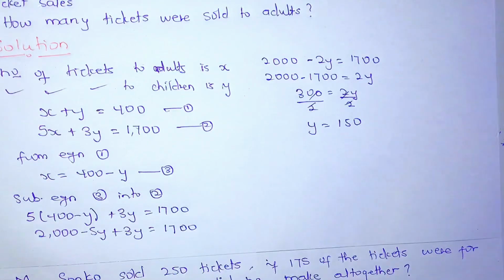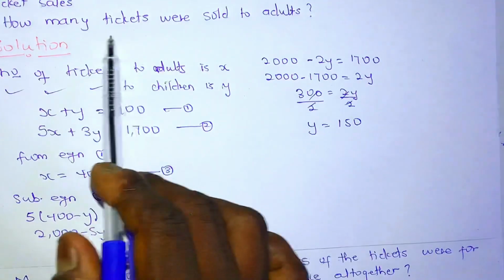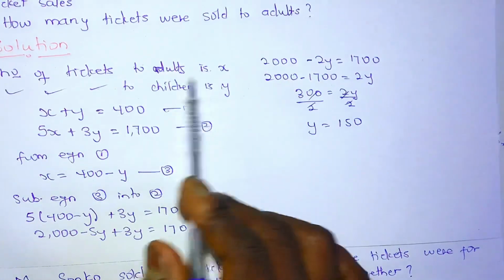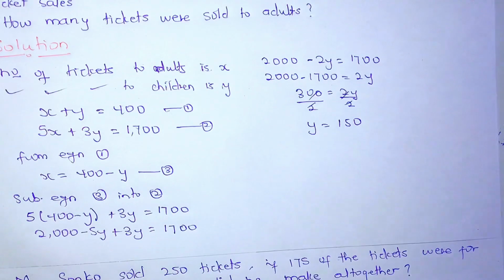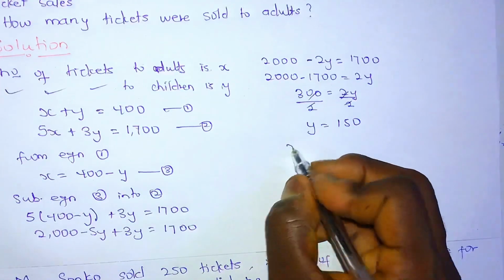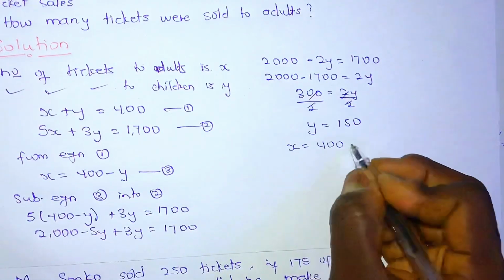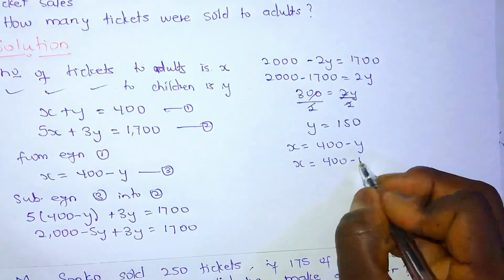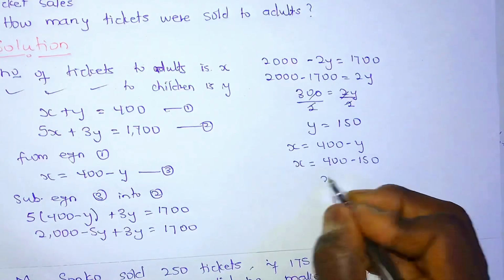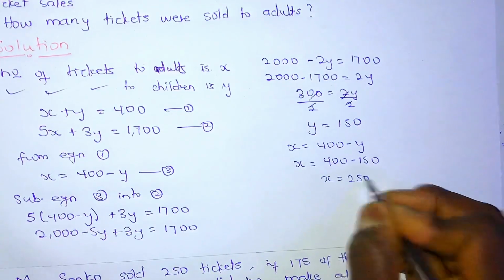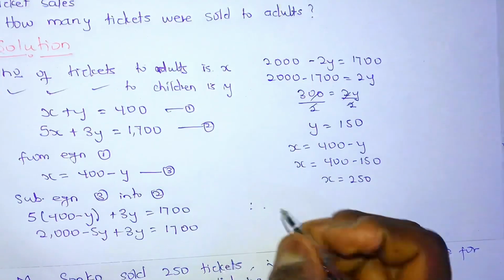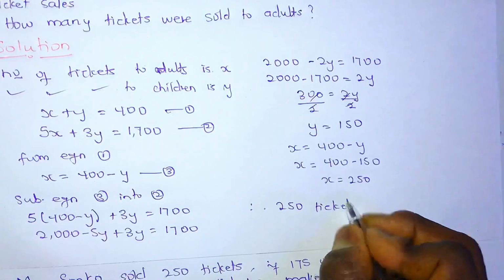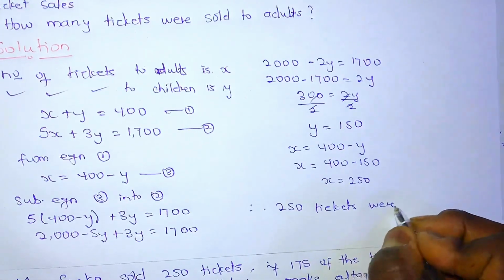So y is 150. We want x. The question says we should find how many tickets were sold to adults. And adults, we let x represent adults. So x from equation 3, x is equal to 400 minus y. So x will be equal to 400 minus 150. And x is equal to 250. So therefore, 250 tickets were sold to adults.